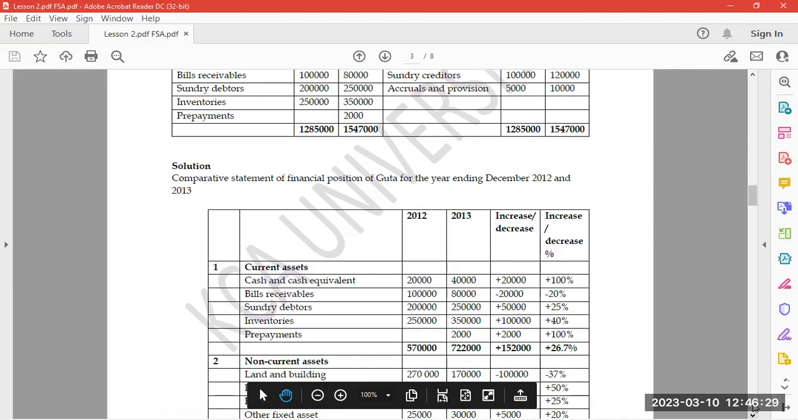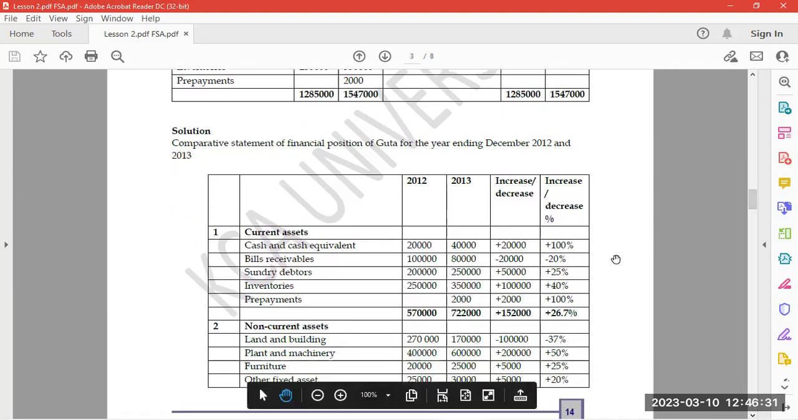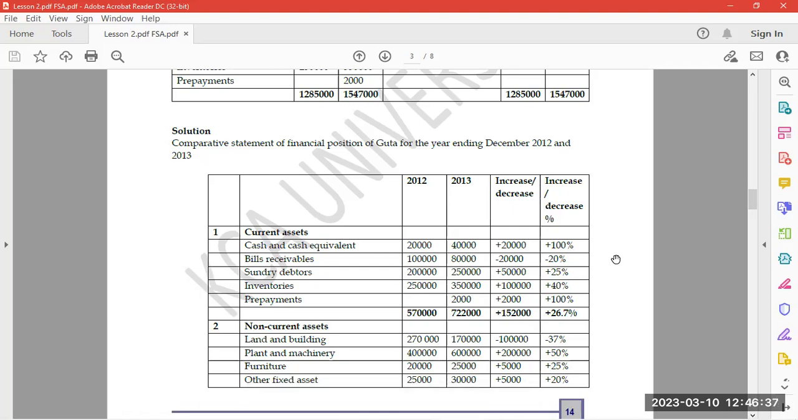So we have current assets. For now, I think everyone should know how to differentiate between assets and liabilities. So we are going to have current assets, non-current assets, current liabilities, non-current liabilities, and equities. We are going to compare them based on the 2 years, which is 2013 and 2012. The current year is 2013 and the previous year was 2012. So we have increase and decrease, and increase and decrease in percentage. Here we have increase and decrease in figures and increase and decrease in percentage.